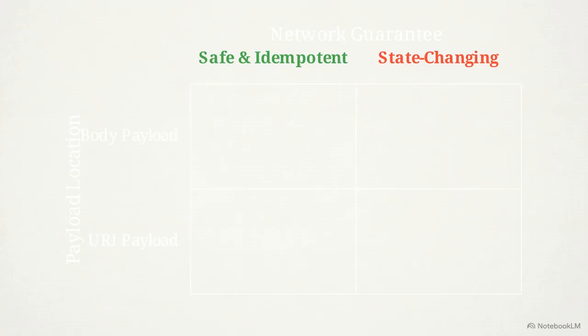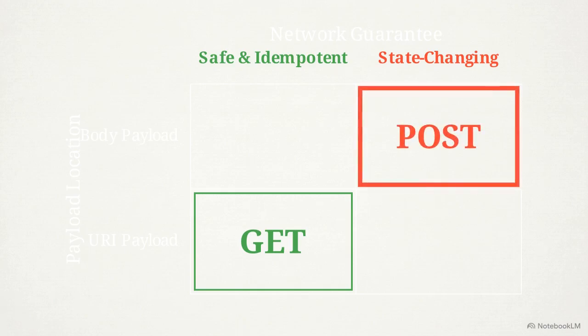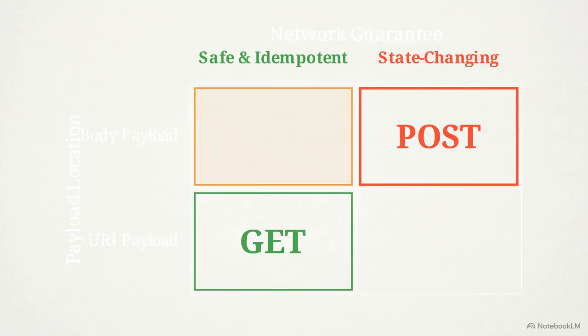The GET method maps exactly here. It guarantees a safe, idempotent retrieval, but is mechanically restricted to carrying its payload strictly in the URI. The POST method handles the opposite requirement. It readily accepts complex, massive request bodies, but it explicitly lacks any guarantees of safety or idempotency. This empty space represents the exact requirement of modern data APIs. The industry requires a dense body payload while retaining strict safety guarantees.